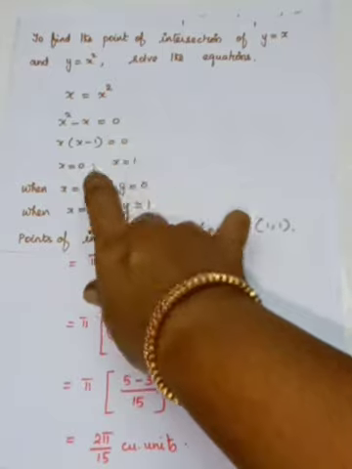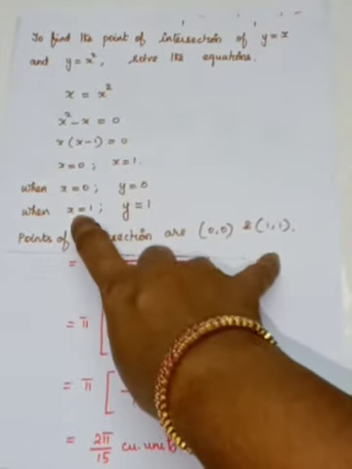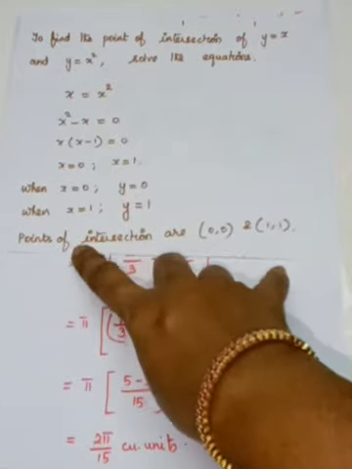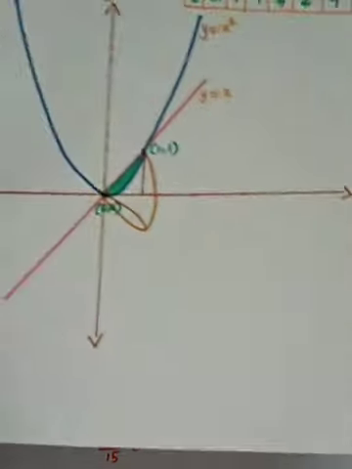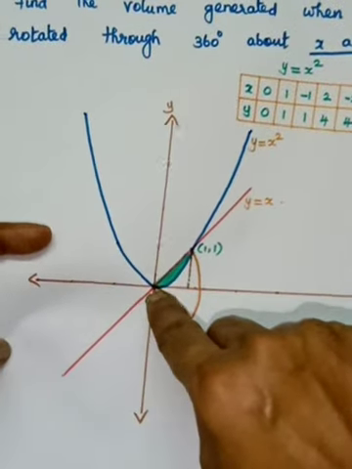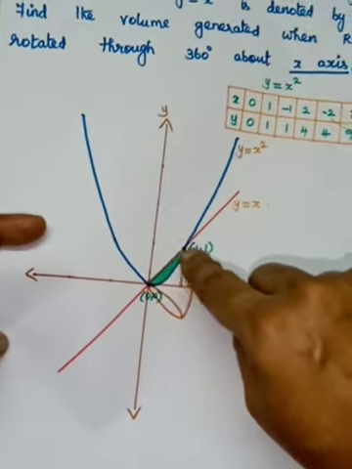So therefore x equal to 0, x is equal to 1. When x is equal to 0, y is equal to 0. X is equal to 1, y also 1. So therefore the points of intersection are (0, 0) and (1, 1). That's why here I marked (0, 0) and (1, 0). So this area, the shaded part, is R.